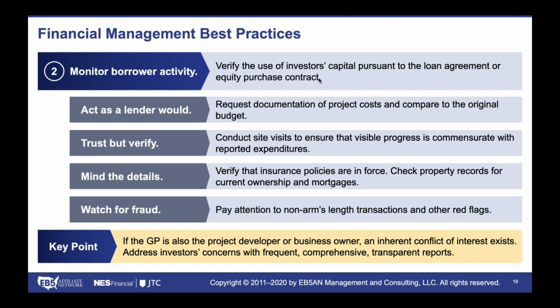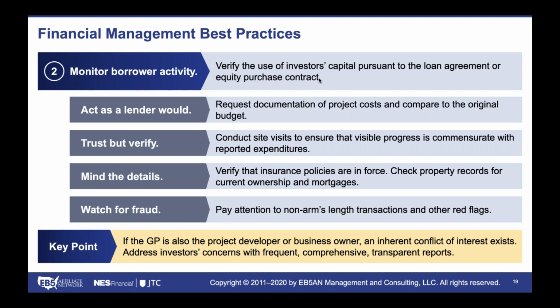One of the things that happens quite often is you're able to piggyback on a senior lender that's involved in the deal that is doing draws and draw requests and doing very frequent inspections. Being able to get on that distribution is very helpful to double check the EB5 is being spent correctly.